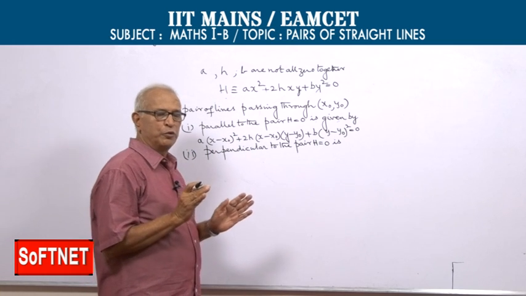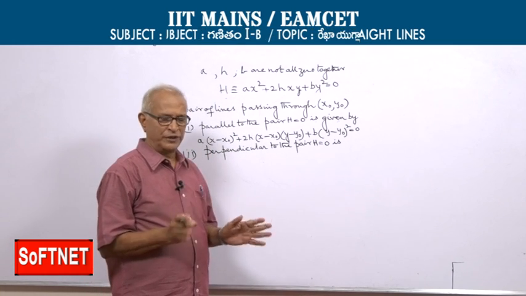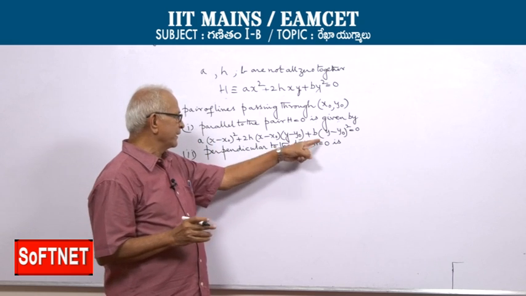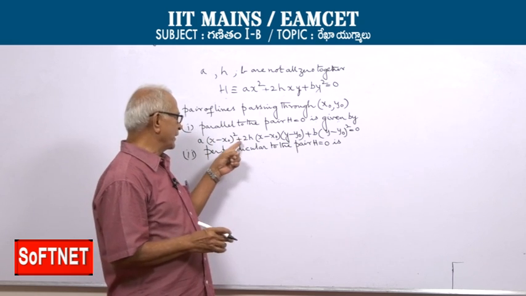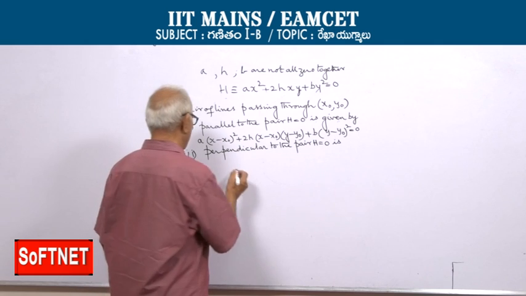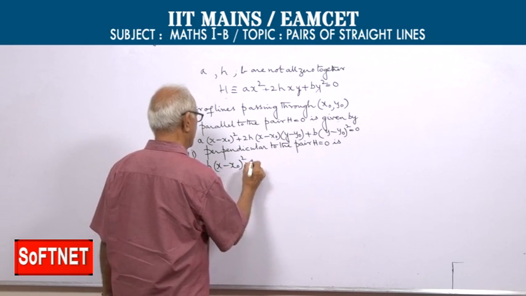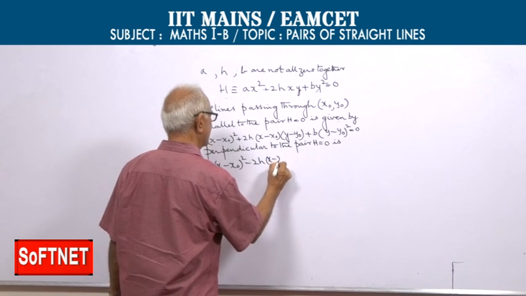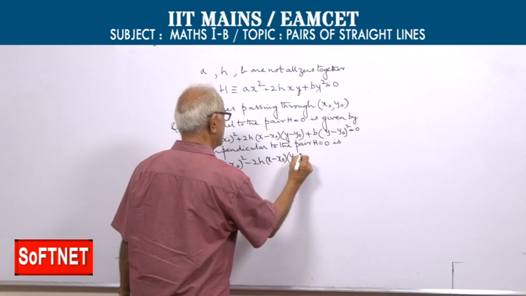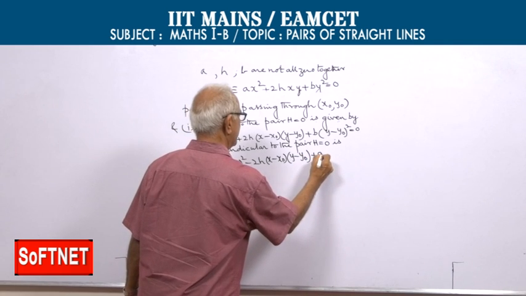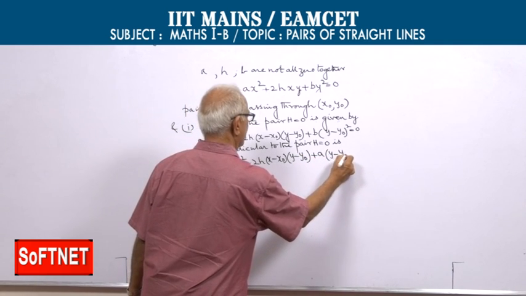See, here you have to do two things. First of all, interchange a and b in this equation and also change the sign of the middle term. That is, b into x minus x naught whole square minus 2h into x minus x naught into y minus y naught plus a into y minus y naught whole square equal to 0.